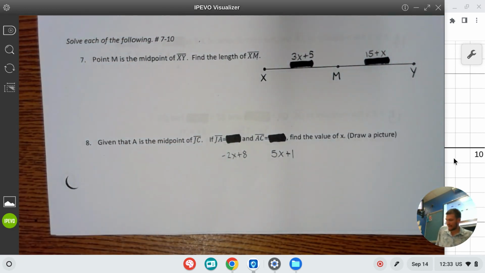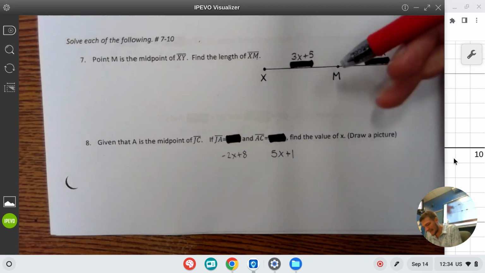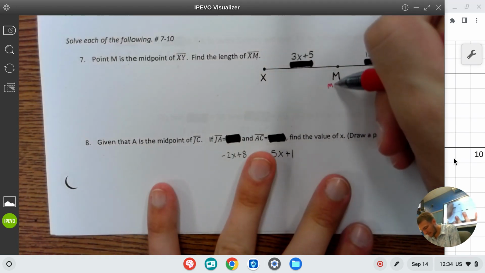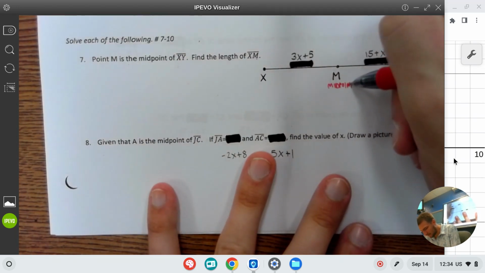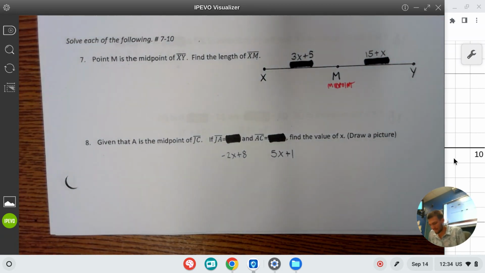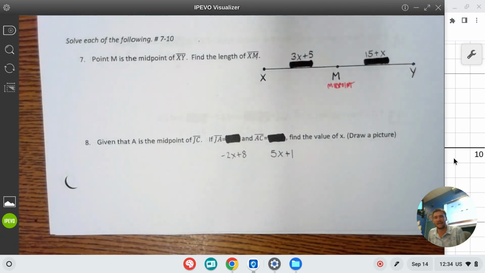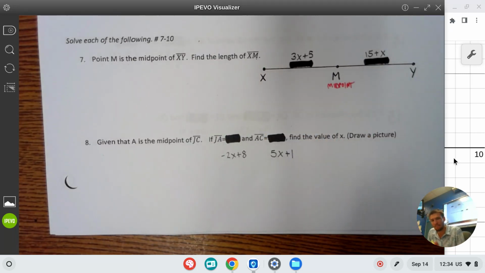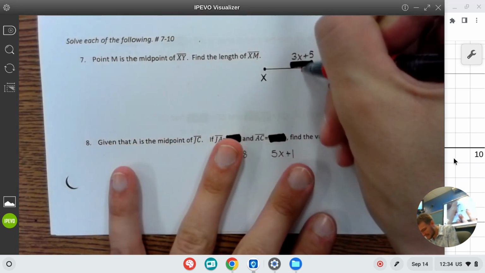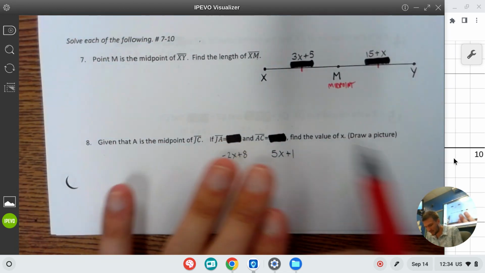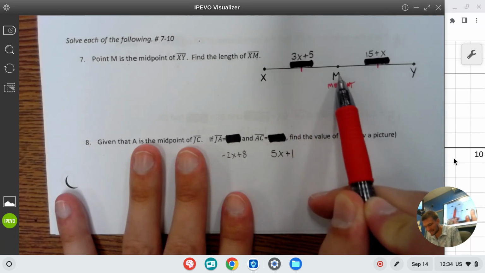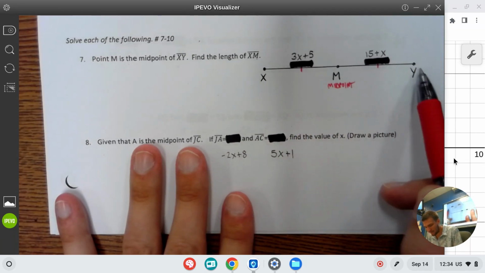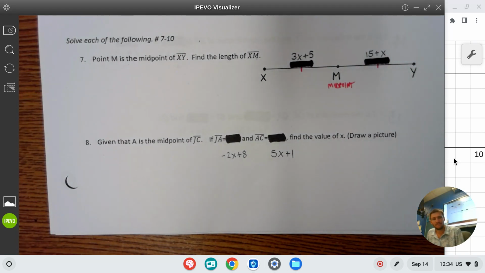It says that point M is the midpoint. So we know for sure that M is the midpoint or the middle, of course. And if we know that M is the middle, what do we know about these 2 segments on both sides? They've got to be equal, right? If M is in the middle, that means this has to be the same with this. In other words, XM needs to be the same as MY. Because it's in the middle, okay?